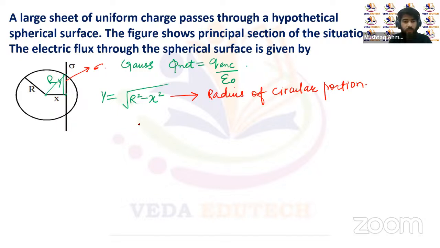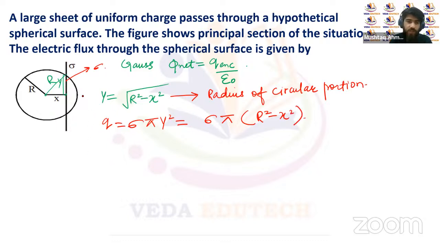Now, y is equal to the square root of r square minus x square. The total charge present inside this sphere will be the charge present in this circular portion. If sigma is the charge density of this sheet, then the charge of this circular portion will be q equal to charge density multiplied by the area, pi r square, where r is the radius of this circular portion. Here that radius is y, so it will be y square. So q is sigma pi times (r square minus x square).